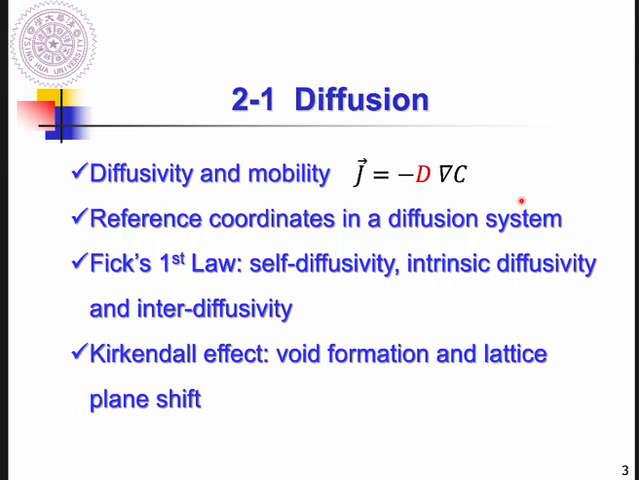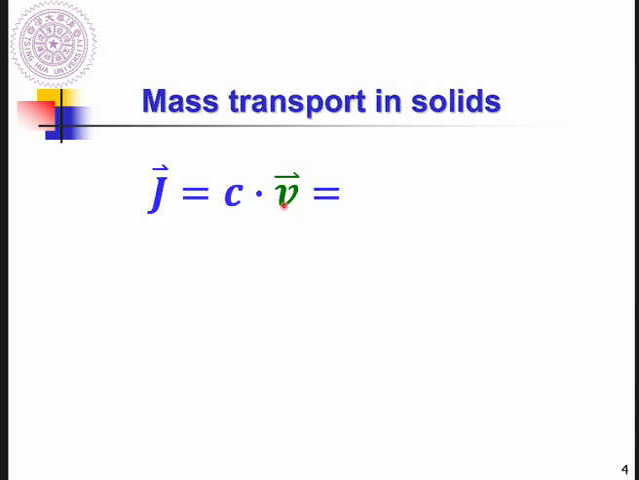Okay, so let's move to the first one. What's the relationship between the diffusivity D and the mobility M? In order to answer this question, we start from the definition. What is mass transport in solid materials? The first thing that probably comes to mind is the flux. The flux is a vector, so we use these arrows. The flux is the number of atoms passing through a unit area per unit time. We call it the atomic flux.